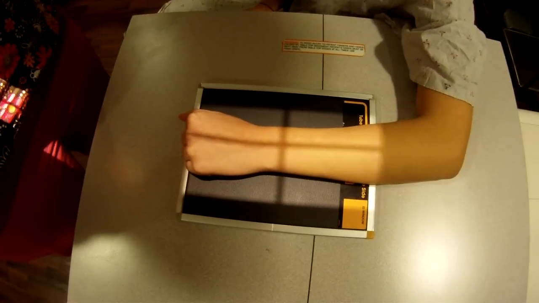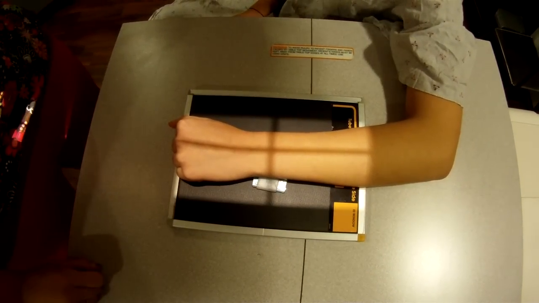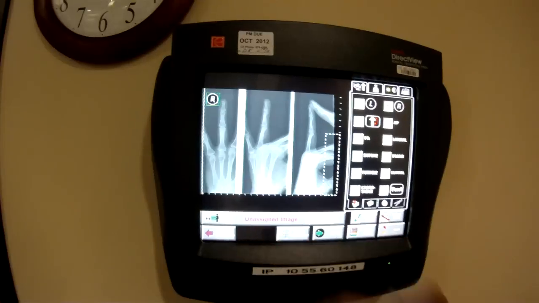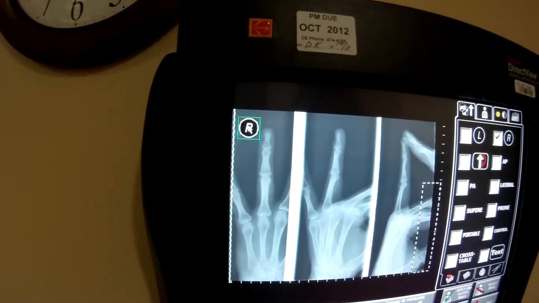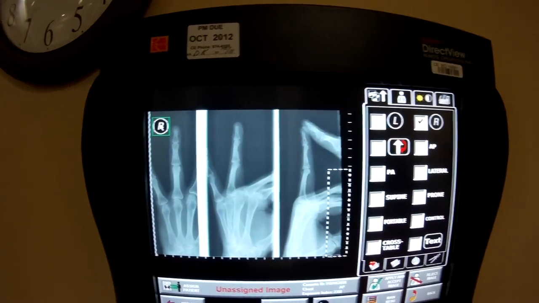Here's an example of incorrect marker placement. The marker is obscuring the anatomy of interest. Here's an example of electronically marking a film after the exposure. This can not only lead to side placement errors, but also nullifies the legality of the film.